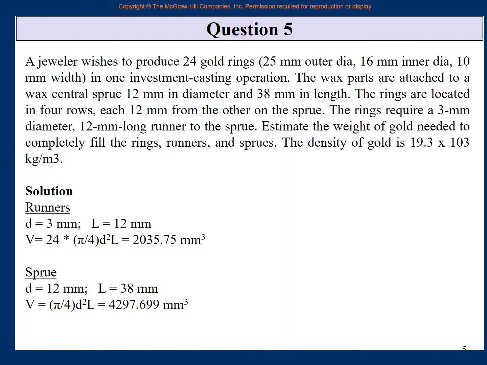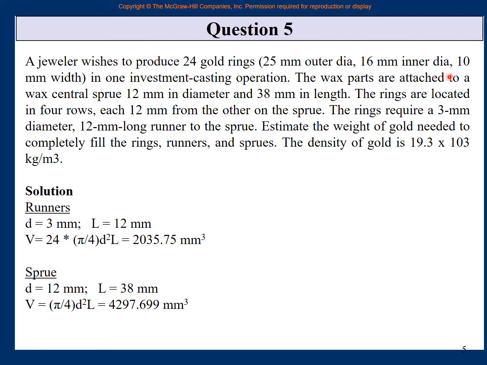Problem 5, the last problem in casting, a different type of problem. Not the sprue design, not the time for solidification, a slightly different one, but a very simple one if you understand it. A jeweler wishes to produce 24 gold rings, and the dimension of a ring is 25 outer dia, 16 inner dia, 10 millimeter width of one ring. Rings you wear on your fingers. He is doing this by investment casting.